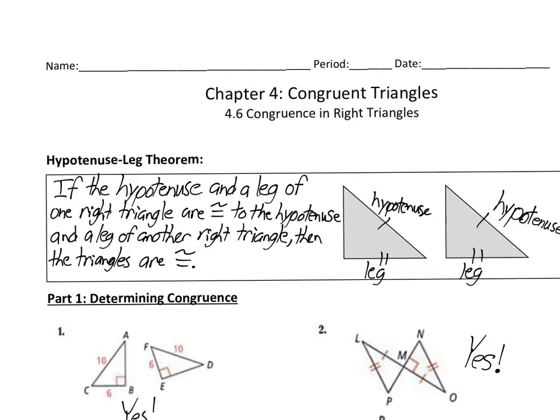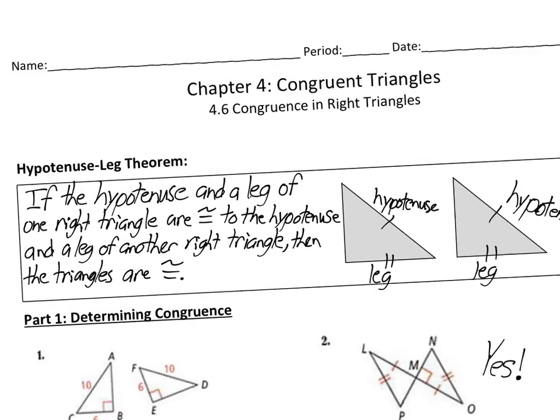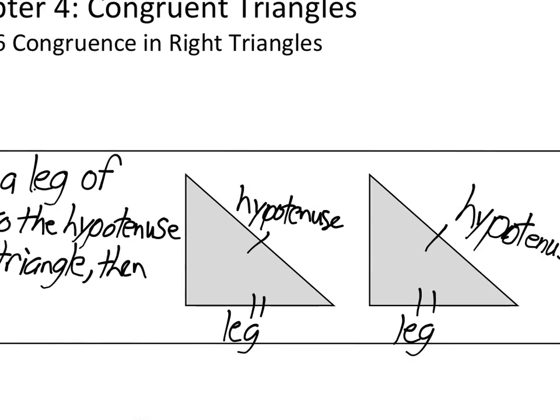Okay guys, so today we're doing 4-6, congruence and right triangles. The very first thing that we need to know about is the hypotenuse-leg theorem. The important thing to realize about the hypotenuse-leg theorem is that it only works if you have two right triangles. So always make sure to double check that you have right triangles.